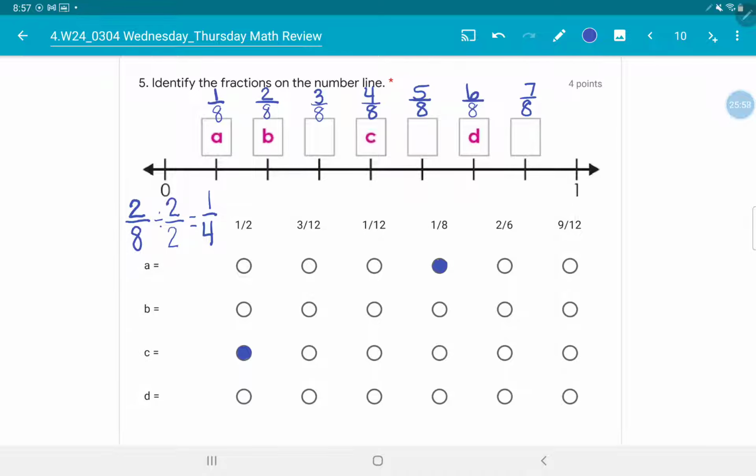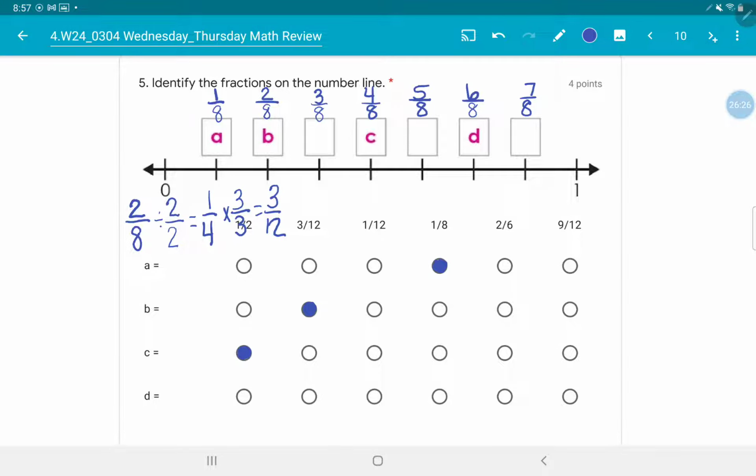But could I go from 1/4 to 12ths? 4 times what will get me 12? 3. 4 times 3 gets me 12, so I have to do 1 times 3 also. So it will be 3/12. Is that an option? Yes. So B is equal to 3/12.